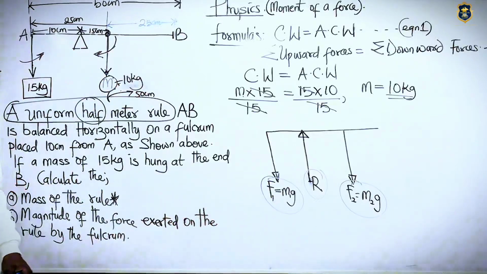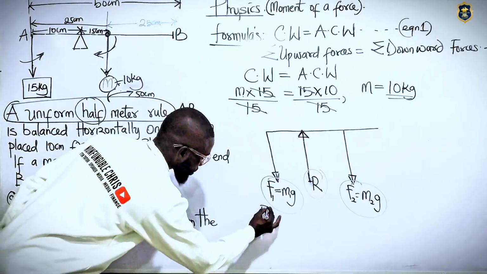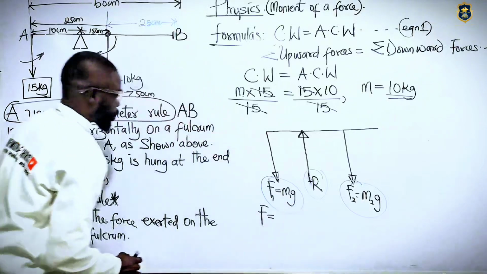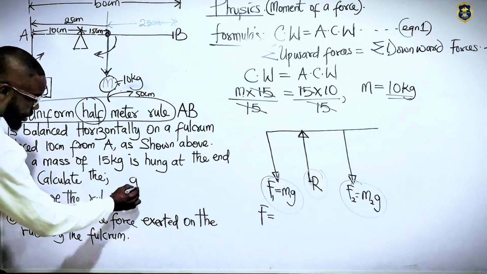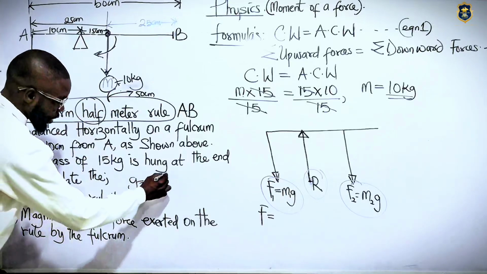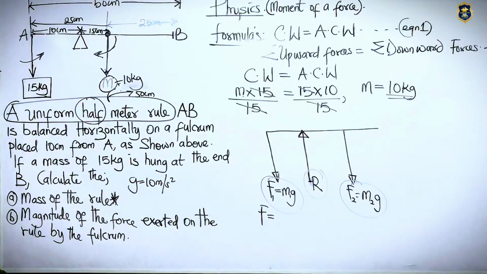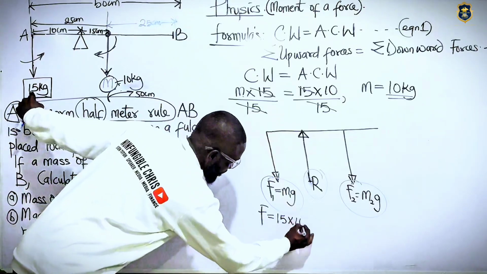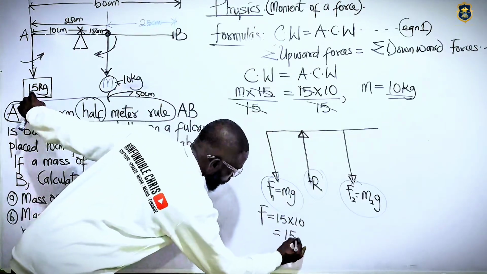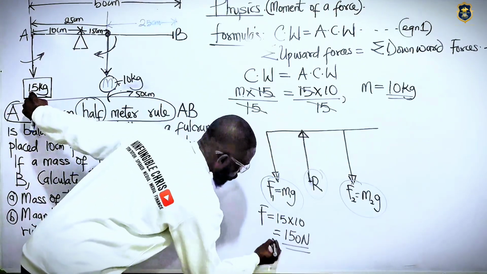Because what we got was the mass. The force for this one becomes the mass times acceleration due to gravity, and we know that that is 10, right? g is always 10. g is 10 meters per second squared. So what's the force here? We have 15 times 10. That gives us 150 Newton for force 1.